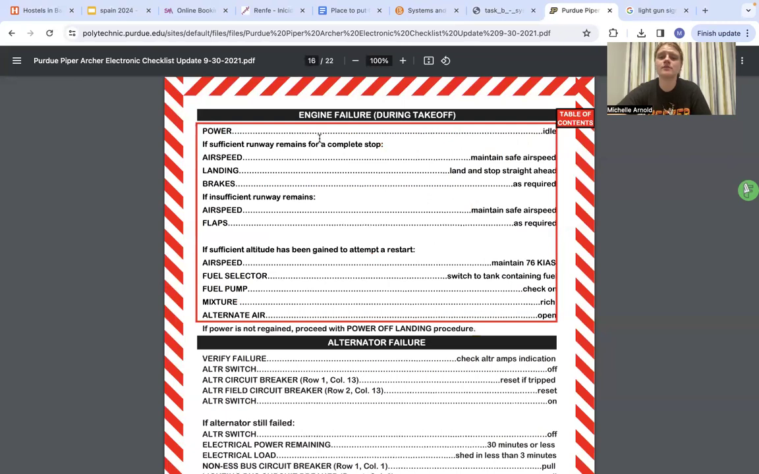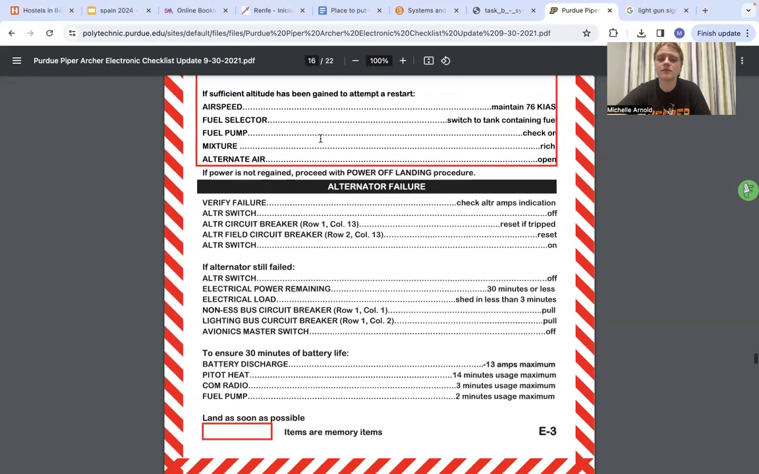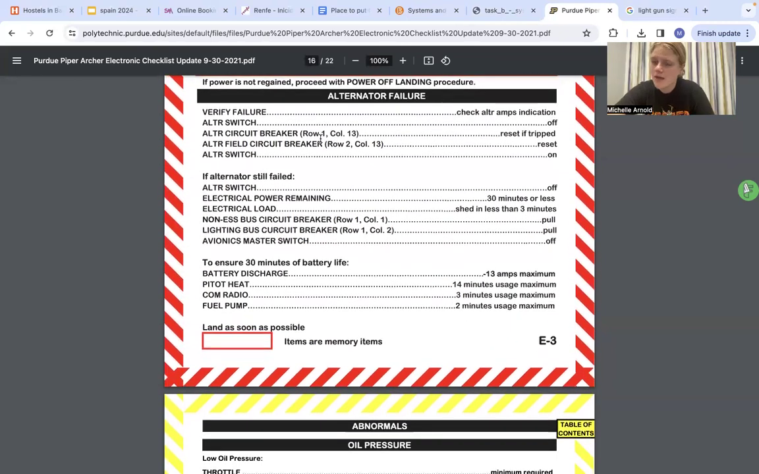All right, so none of these are memory items. It's a pretty uncommon occurrence. And one thing to remember is if you do have an alternator failure, after doing this checklist and shedding all non-essential load, you have 30 minutes or less of electrical power remaining. So it is important to start navigating towards the nearest airport as soon as you identify an alternator failure.